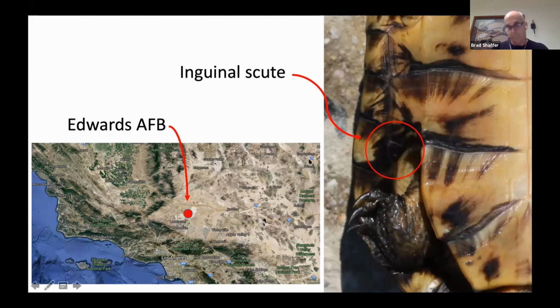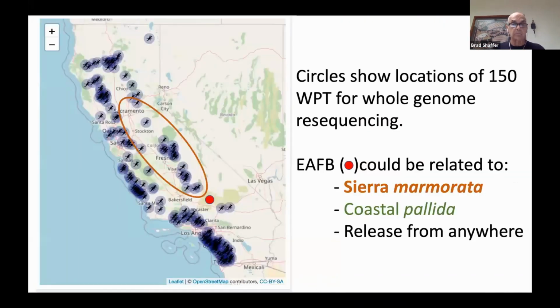Peter and I went out and helped catch some turtles and took tissue samples from them. And we're in the process of working those up right now. The only thing we know about them at present is that they have this enlarged inguinal scute, which is a sort of taxonomically important character.